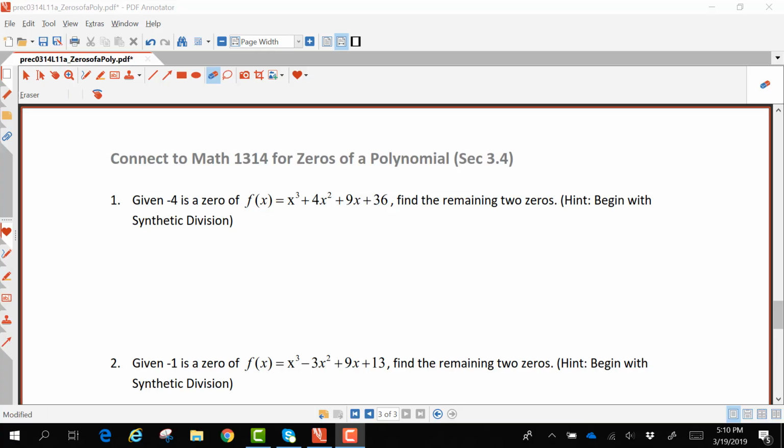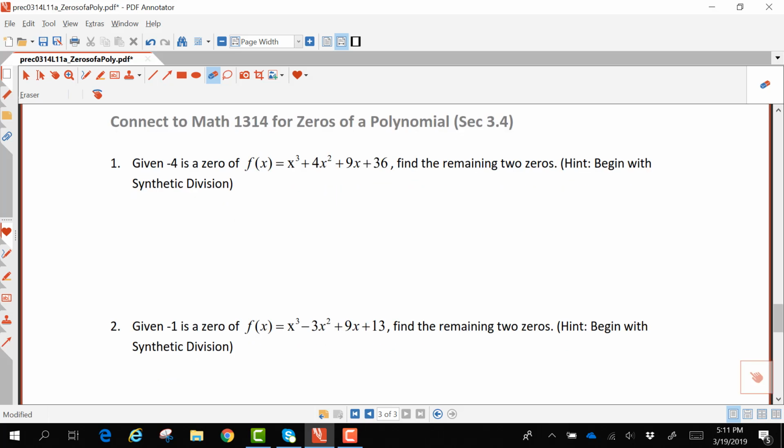Welcome to our continued lesson on zeros of a polynomial. In question 1, it gives us that -4 is a zero of this function. Find the remaining two zeros. When given a zero, we can use synthetic division to factor the polynomial, which then permits us to find the remaining zeros. We will put -4 through synthetic division.